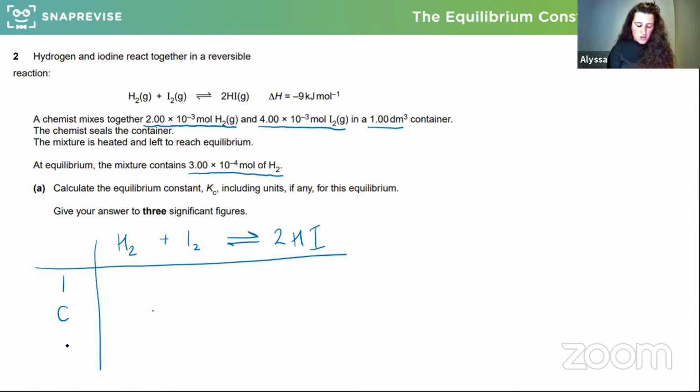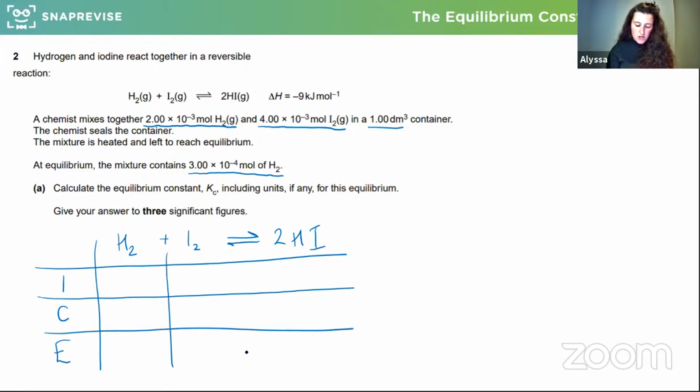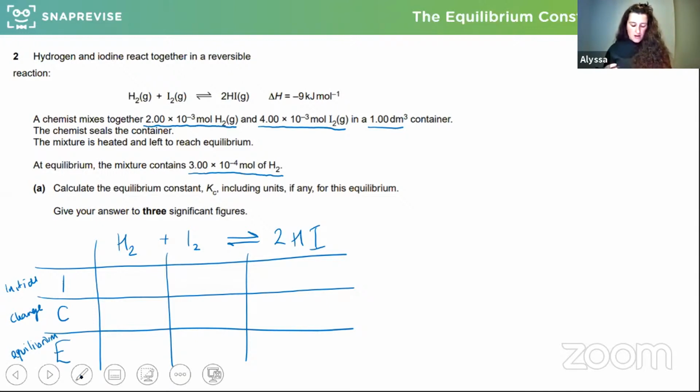So then we can do initial, change, equilibrium. And we can write in our initial amounts. Obviously, once you get comfortable, you don't have to write in initial change equilibrium, but some of us aren't quite as comfortable, so I'm going to write them in for us. Again, what information have I been given from the question? I've mixed together 2 × 10⁻³ moles of hydrogen and 4 × 10⁻³ moles of iodine. So therefore, I must have 0 moles of HI.